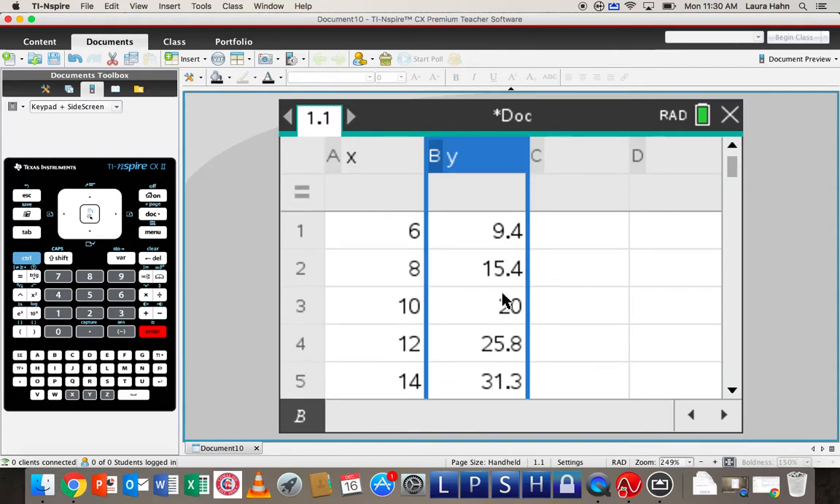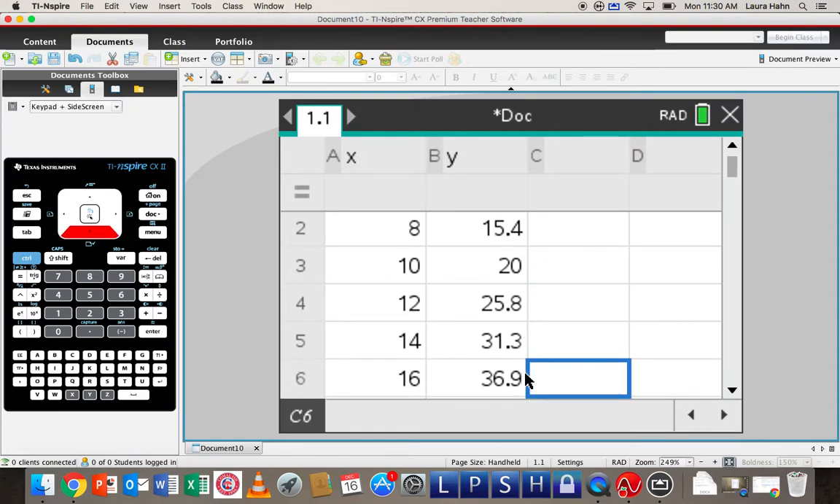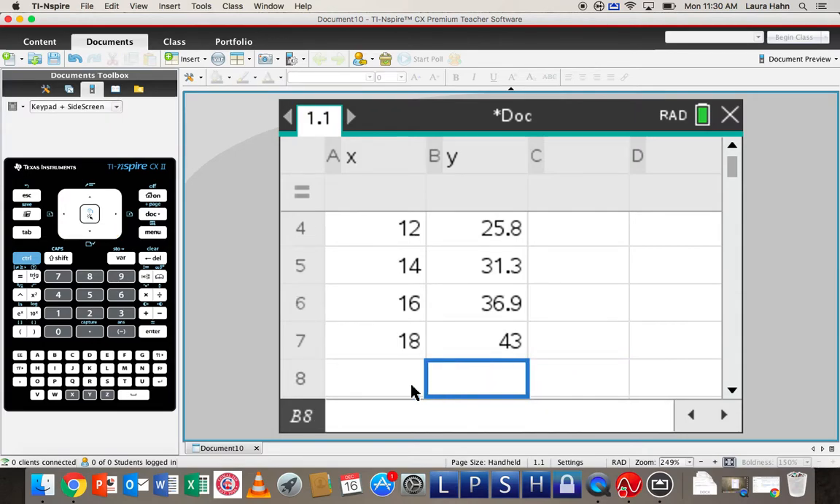It's never a bad idea to go back and make sure you typed everything correctly. And I always like to make sure that I'm inside a box underneath. I don't want my cursor showing. I just want to be underneath the data. Okay, so now I want my m, my b, and my r to pop up.